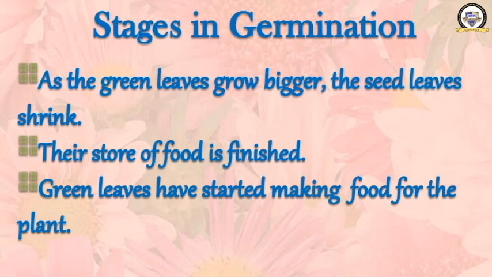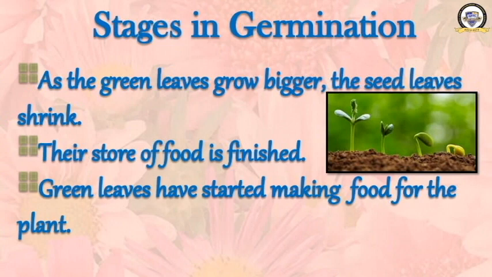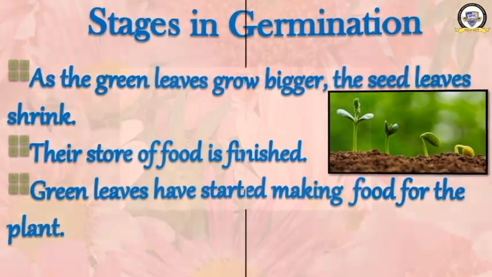This is the situation when the green leaves had started making food for the plant. I told you, first of all, the seed comes, the shoot comes out, then the leaf comes out. Now the green leaves grow bigger and the seed leaves shrink. Did it grow or shrink? It shrank. Okay, it starts shrinking. Then it means that the stock of food inside the seed has been finished. Now the plant needs food, and from where will it get food? It will start making its own food.